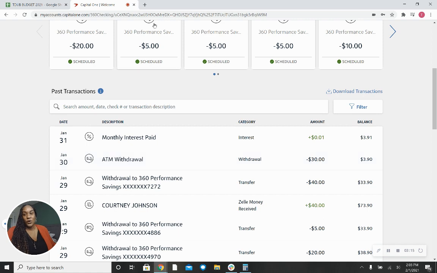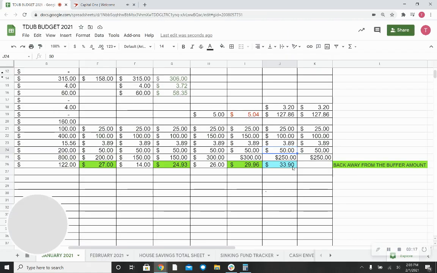Then I went to, oh, we didn't do it, you guys. So our buffer was $33.90. Unfortunately, we did not make it. We did not do it, but I'm glad to say that I did not spend my buffer on frivolous things. I did not spend it on candy or food or snacks or eating out or anything like that. No clothing, none of that.